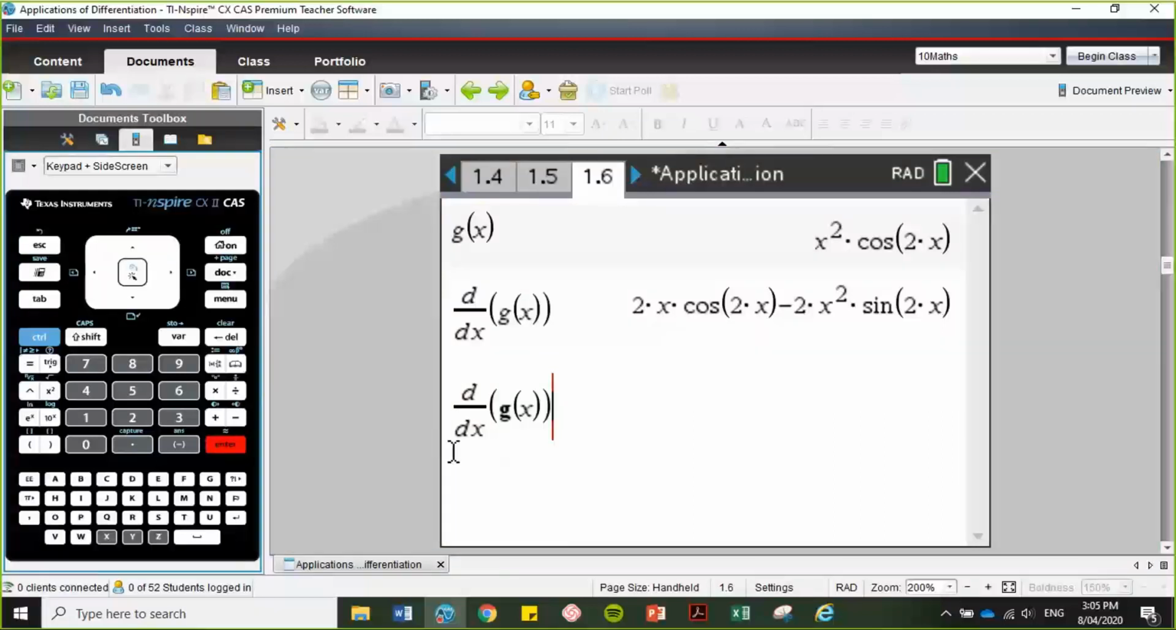Rather than doing copy and paste, you can copy and paste on a handheld. Control-C and Control-V work. However, it's a little bit clunky to highlight something on a handheld. So that's a nice shortcut.